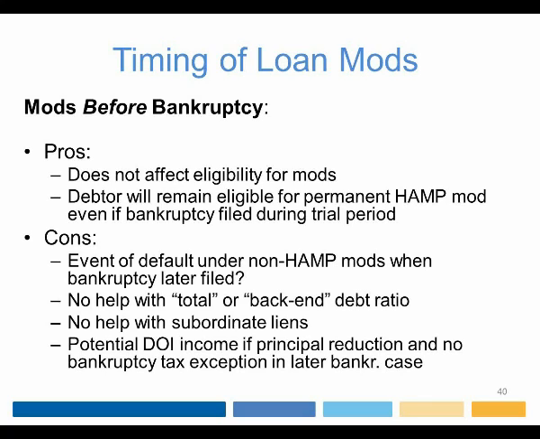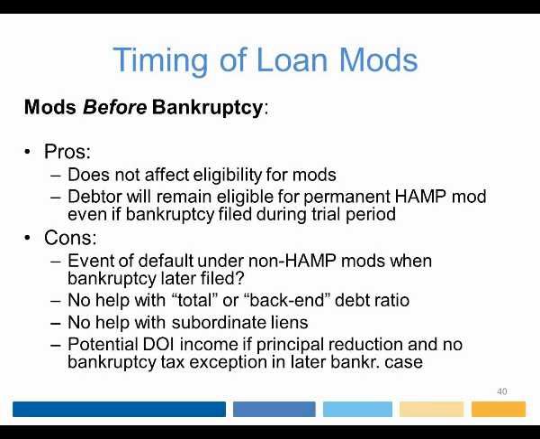If you had already had this modification, the consumer debtor would remain eligible for the permanent mod even if they have a bankruptcy that was filed during the trial plan. Now, as I said, it should not affect eligibility, but if it's a non-HAMP mod, a proprietary mortgage, I suppose the servicer might say that the filing of the bankruptcy is an event of default under the mod. But that's really if it's a temporary trial plan. If it's a permanent mod, it should not affect it if the bankruptcy is filed later.